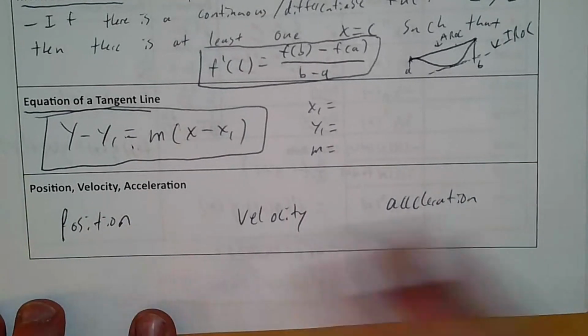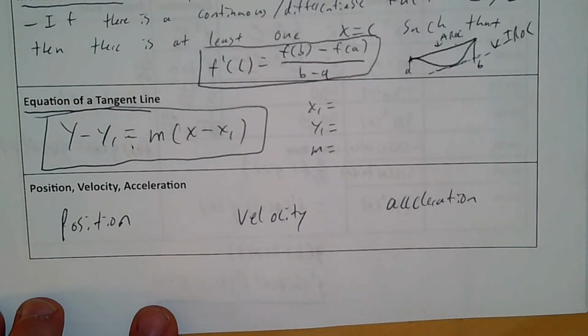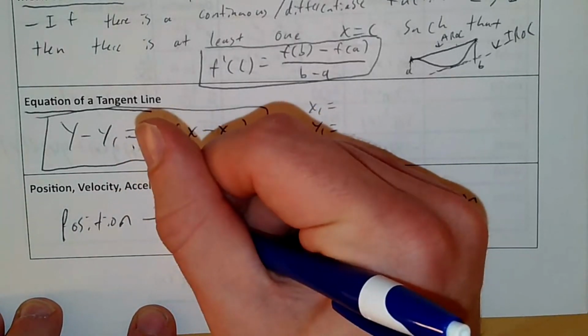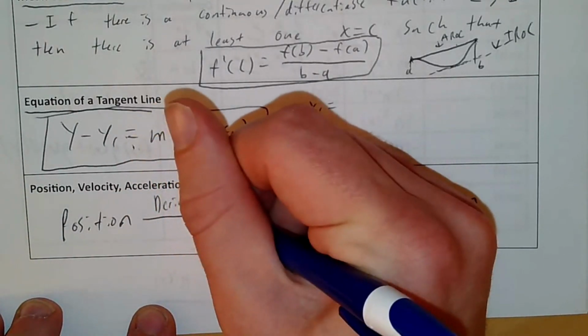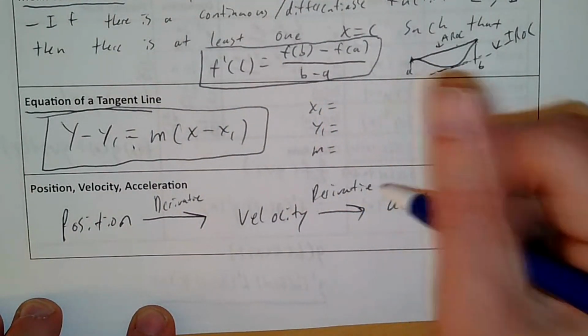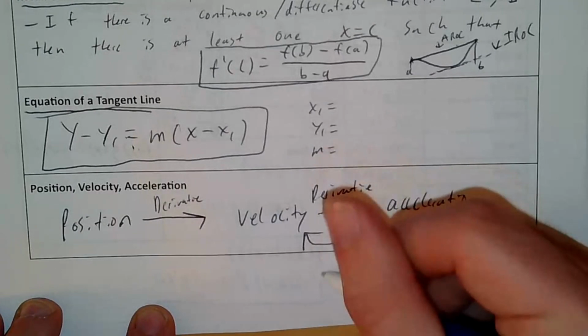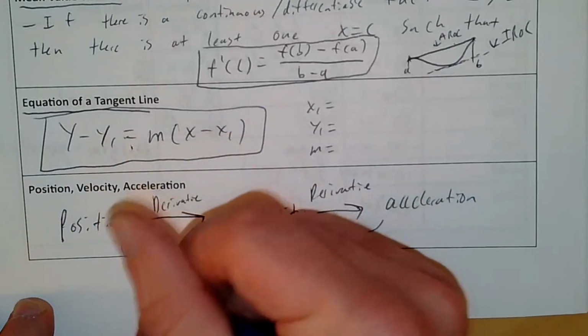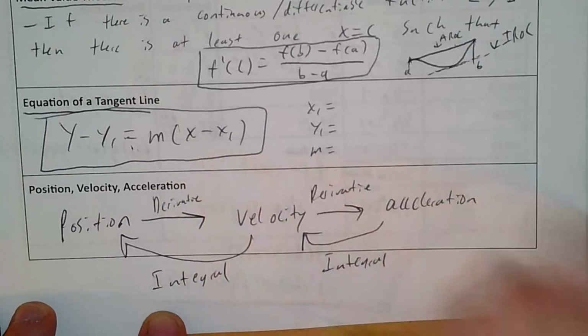And to move between these values, going right, you are differentiating. So you take the derivative to get further along. And if you're going the opposite way, you take the integral. And that's really all you need to know.